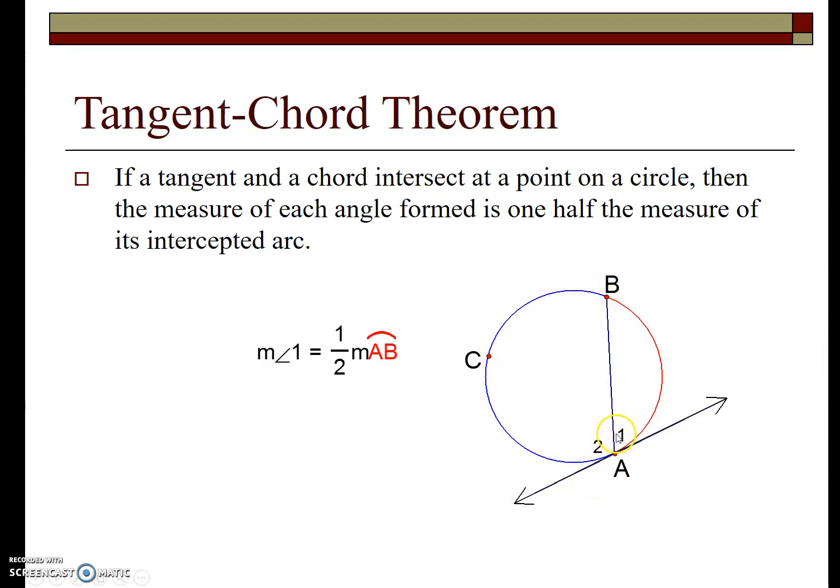There are going to be some times where I might give you one and ask for the other one. Well, remember, these guys add up to 180 because it's going to be a linear pair, okay? Because it's not going from here to the circle, it's going from here down to the tangent. And then these two arcs have to add up to 360. So just keep that in mind when we're doing that, okay? So angle 1 is half of arc AB, and angle 2 is half the measure of arc BCA.